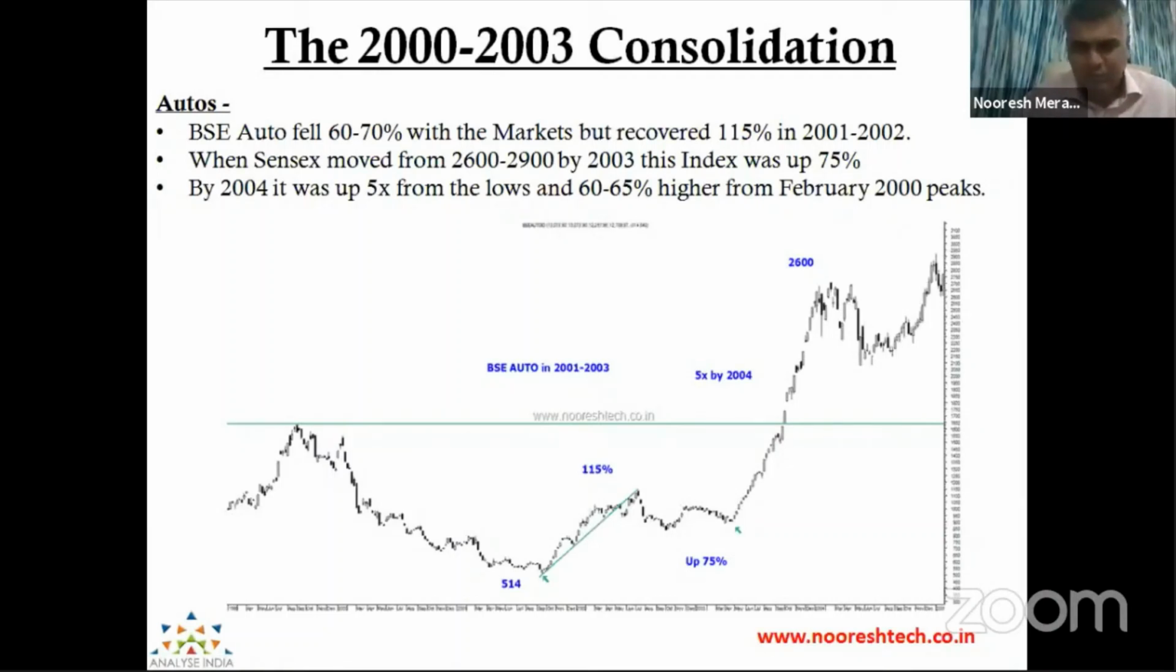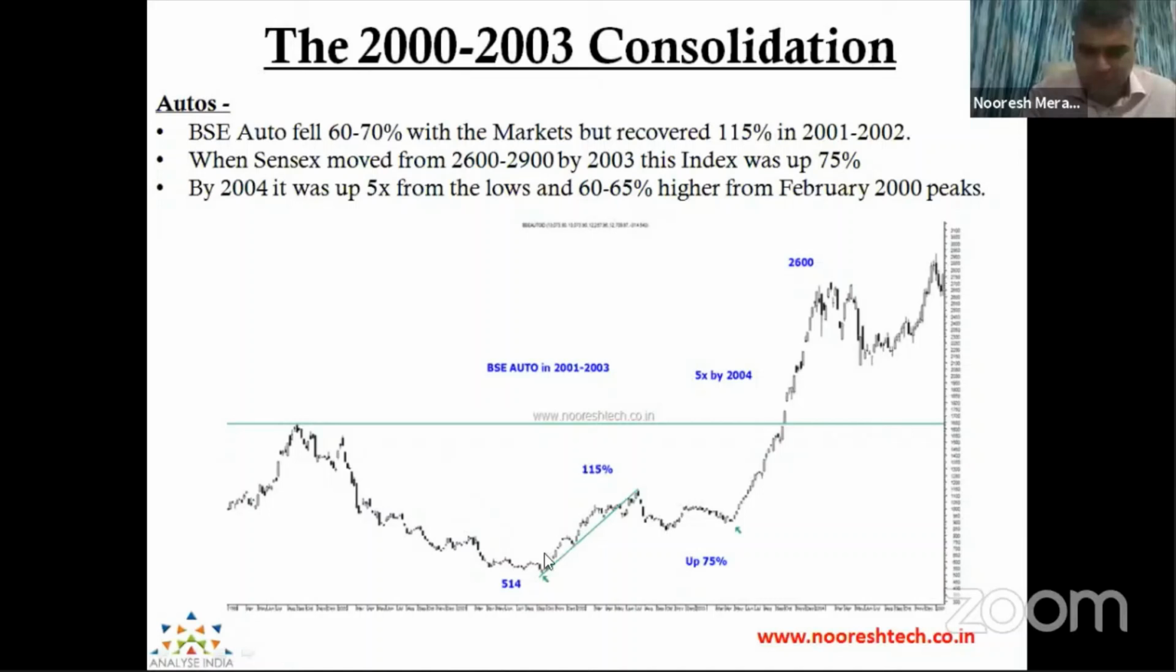But in the period of 2001 to 2002 itself, it went up 115% from the lows. And when the Sensex again went to 2900, made almost the same lows, this index was up 75% from the lows of 2001. By 2004, it was up 5x from the lows of 2001. And it was 60% higher than the highs of February 2000, wherein by 2004, you barely reached the same prices of the Sensex. And by 2007, it was a very different story altogether.